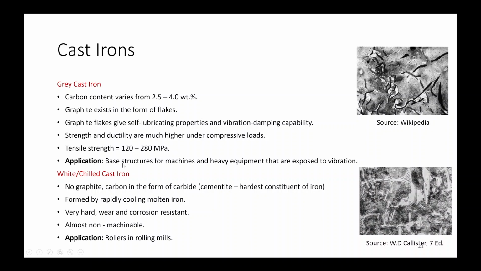Application, these are used in making base structures for machines such as lathe and heavy equipment that are exposed to vibrations. And white or chilled cast iron, in these there is no graphite, carbon will be in form of carbide. Cementite is the hardest constituent of iron, so it is formed by cooling this molten iron rapidly. It is very hard, wear and corrosion resistant. It is almost non-machinable because of the presence of cementite, and the application is in making rollers in rolling mills. This is the structure.